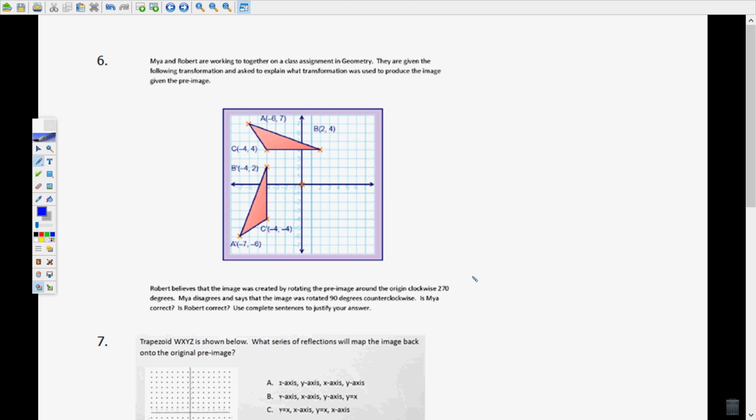On this one, both Maya and Robert are correct. Rotating an object 270 degrees clockwise is the same as rotating an image 90 degrees counterclockwise. So if you have an image and you rotate it 270 degrees clockwise, my goodness, so crooked, that's 270 degrees clockwise. That will give you the same results as rotating it 90 degrees counterclockwise. And so they're both right.